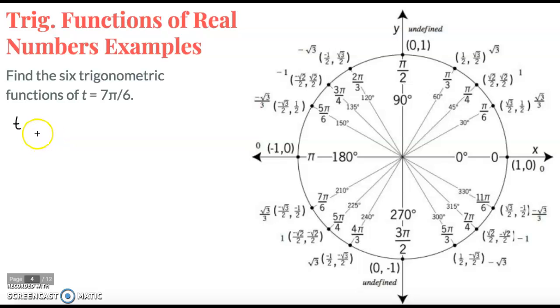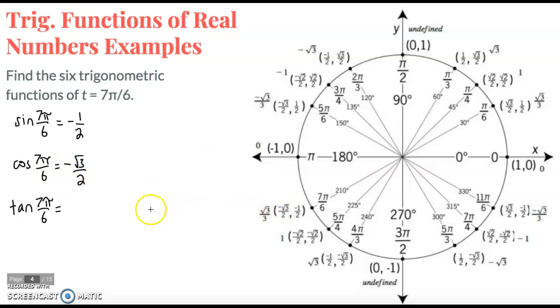How about we actually find them? So sine of 7 pi over 6. Cosine of 7 pi over 6. And tangent. I always start with those 3 because those determine your reciprocal identities. So sine of 7 pi over 6, I go to 7 pi over 6 on my unit circle, find my y value, which is negative 1/2. Cosine of 7 pi over 6 is my x coordinate, so negative square root of 3 over 2. And then tangent is already listed there, or you could find it, square root of 3 over 3.